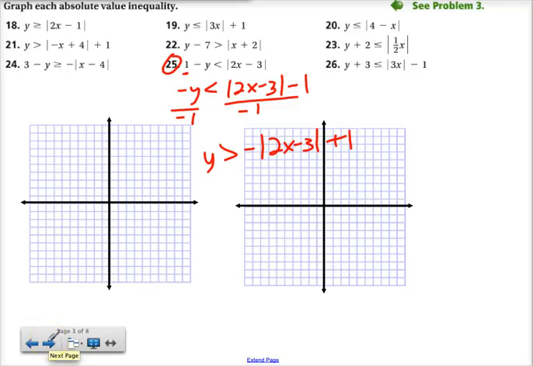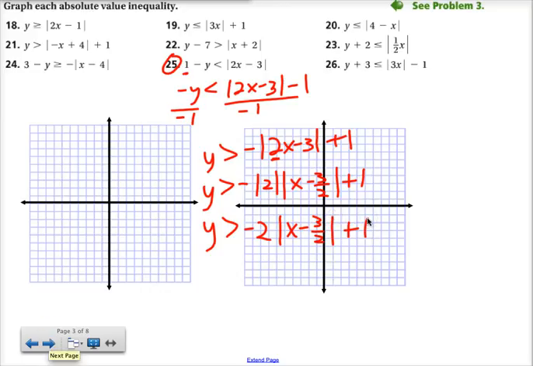So now everything's been flipped around, and I have this nasty little 2 sitting in there. And remember, we want this to be y equals a, absolute value of x minus h, plus k. So the next thing we would do is factor that 2 out. And then think backwards, 2 times x would give you 2x. And then negative 3 divided by 2 will unfortunately be a fraction, but it's not horrible. And then y is greater than negative 2, absolute value of x minus 3 halves, plus 1. And then we just need to graph that.